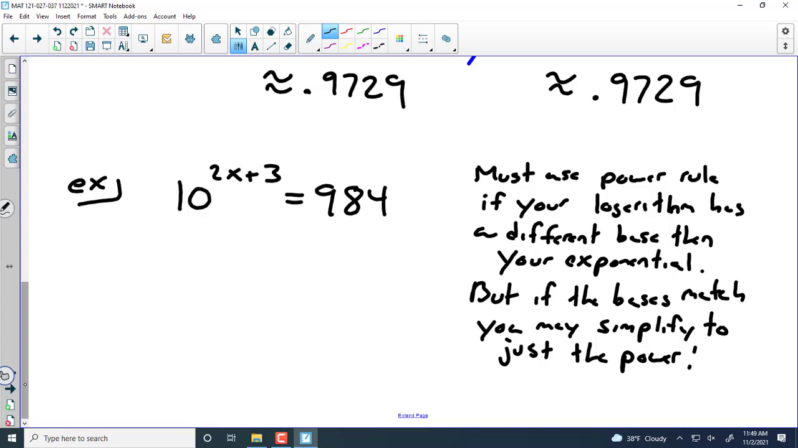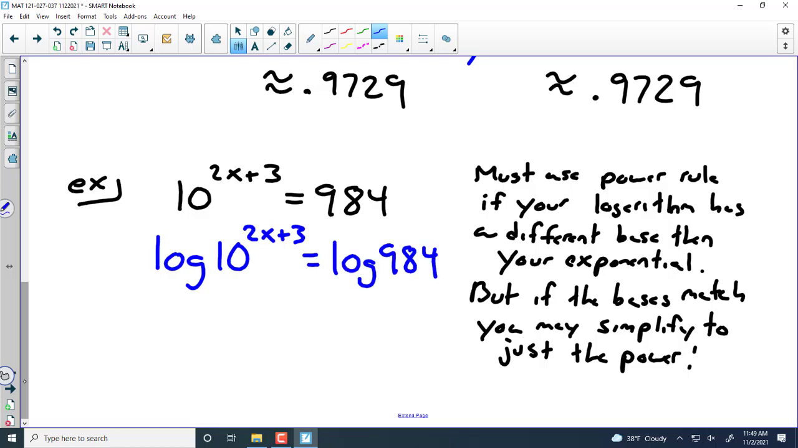For instance, what base is already in play in this problem? Base 10. So it would be silly, not wrong, but silly to use a natural logarithm on this one because base 10 is already in play. So if someone tells me to solve this for x, I put a log, a log base 10, on both sides of the equation. Now on the left side, we have a logarithm base 10 and an exponent with a base of 10. If the bases match, 10 and 10, you may simplify to just the power. This side simplifies to just 2x plus 3. That is a lot easier than if you had to bring the power down in front.